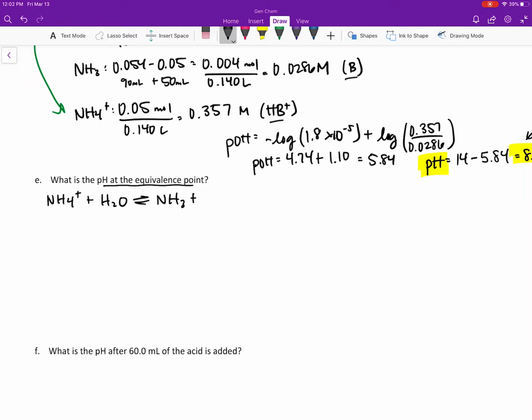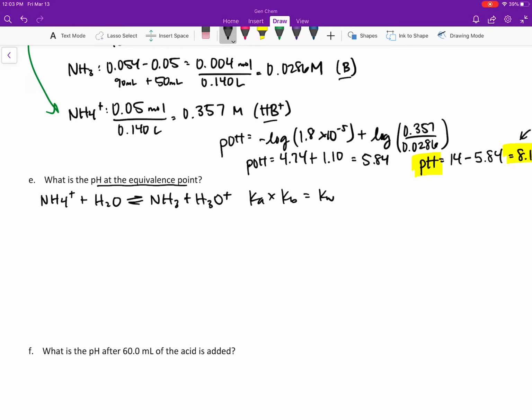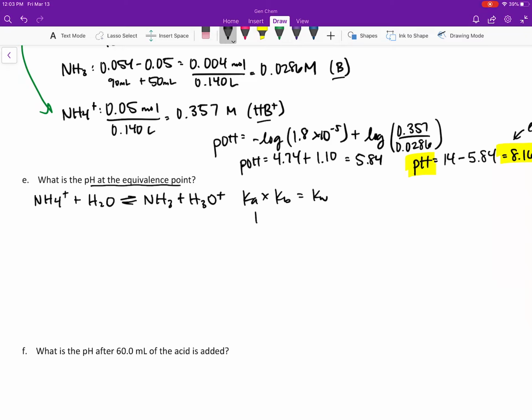So the conjugate acid becomes the acid, and it's going to react with water, giving back that proton that it got, and it's going to produce ammonia and H3O plus. And so we're going to have a Ka instead of a Kb. So one of the things we're going to have to do is convert our Kb to a Ka, so we can set up this problem. So let's do that part first. Let's take the Kw and divide it by our Kb, 1.8 times 10 to the negative 5th, which gives me 5.6 times 10 to the negative 10th.